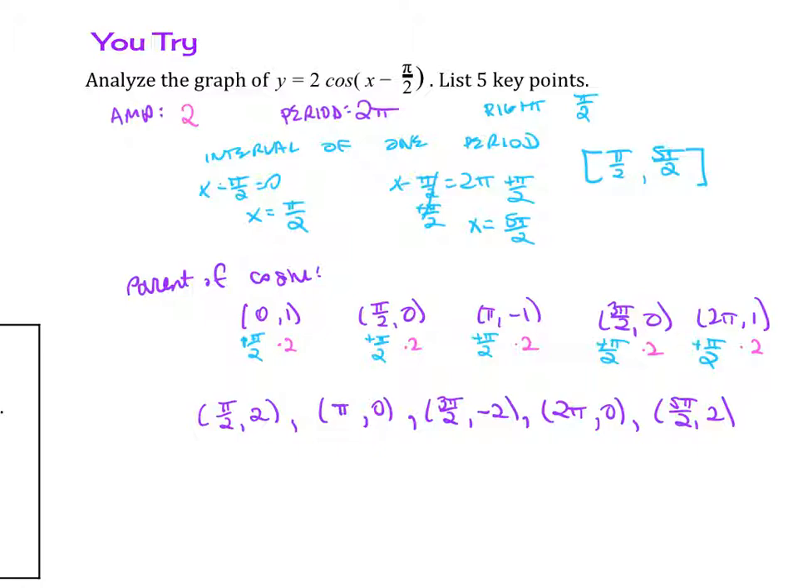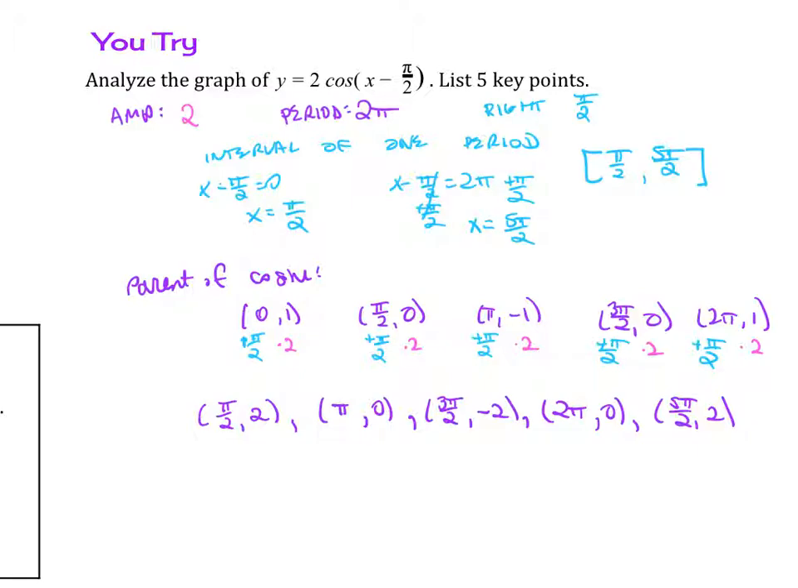Okay, we tried this out. The amplitude was 2, the period is still 2 pi, and it shifted right pi over 2. To find the interval of one period, I set x minus pi over 2 to 0, and I got x equals pi over 2, which makes sense because it shifted right pi over 2. And then the ending value for that one interval is 5 pi over 2. I just set it equal to 2 pi, and then added pi over 2, so I got 5 pi over 2.